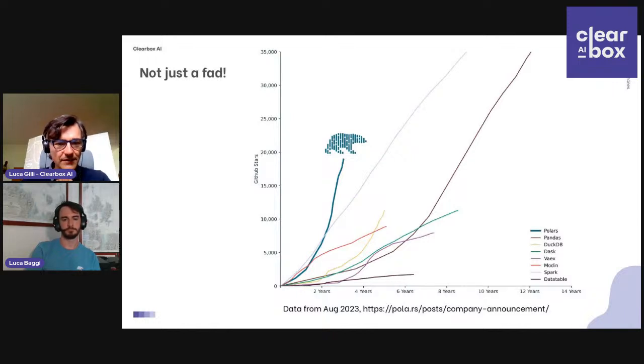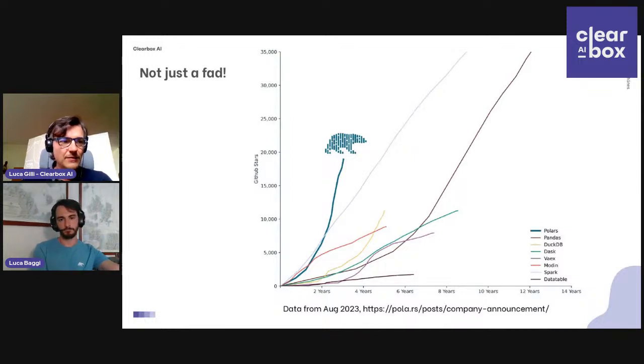And this is a fairly old graph. It's from August 2023, so almost 1 year ago. Right now, I think they reached almost 30,000 stars, so it's maintaining the same exponential behavior. From this graph, you can really see that this is not like the other libraries I mentioned before, like Vaex or Modin. There is really a community building up, and that means there's a lot of interaction between the development team and users.